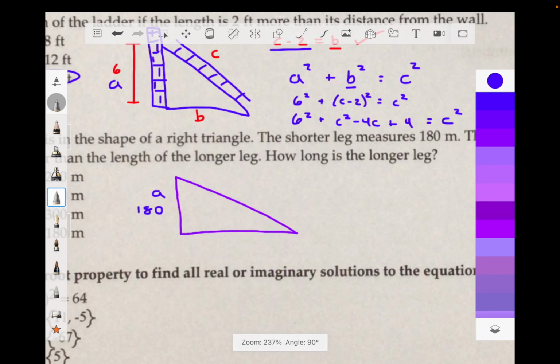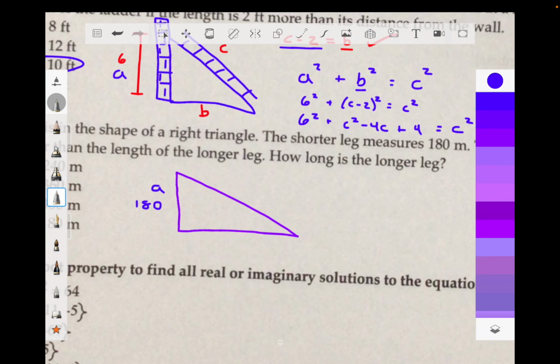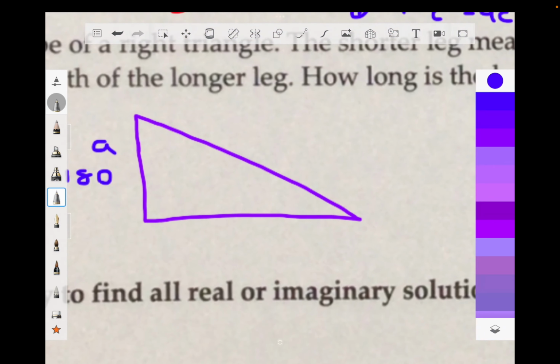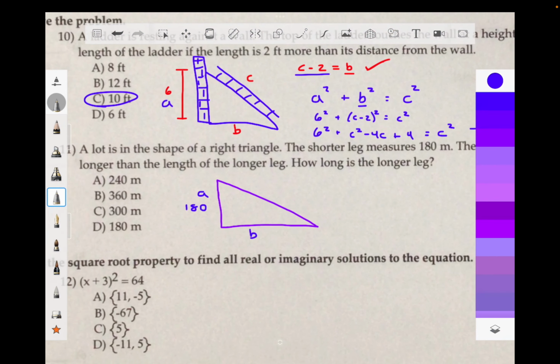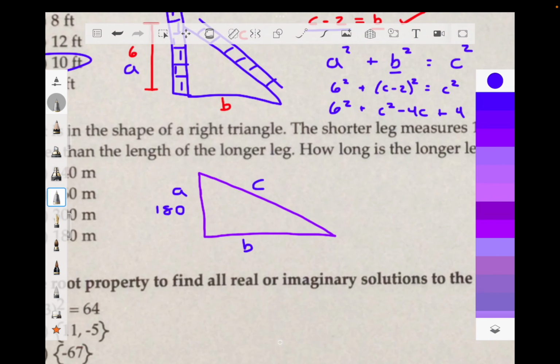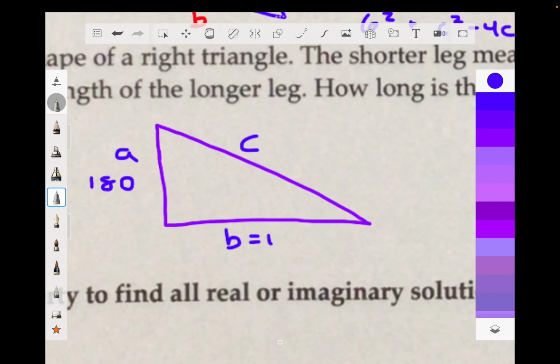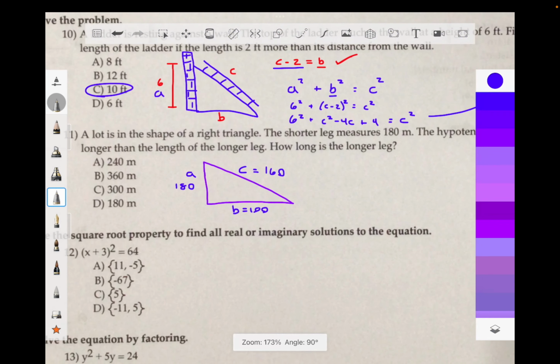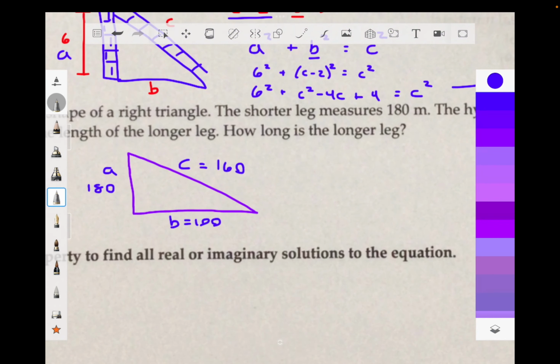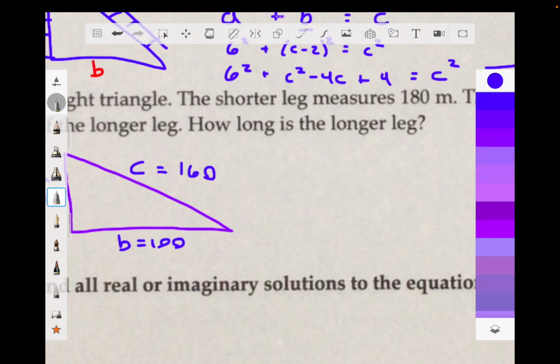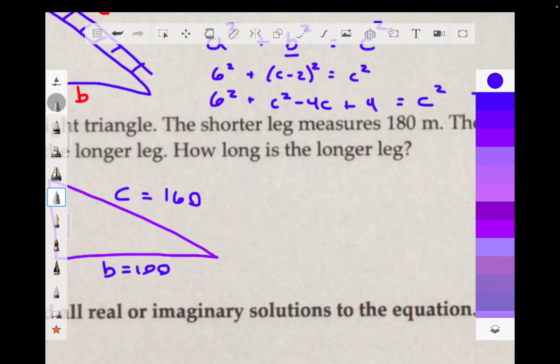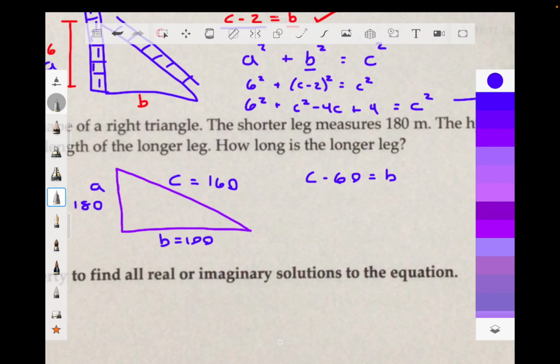So same thing again. Whatever I get for B, the hypotenuse C is going to be 60 meters longer. So if B equaled 100, that means C would equal 160, right? So using that logic, we could make another equation with both of them. C minus 60 equals B, right? Because if I plug this into here and this into here, this is true. And this is true for any B or C we get.